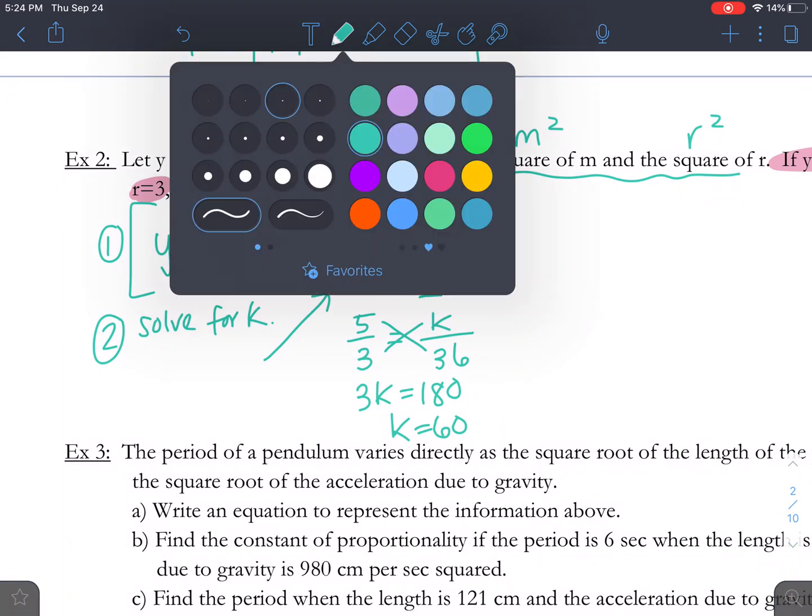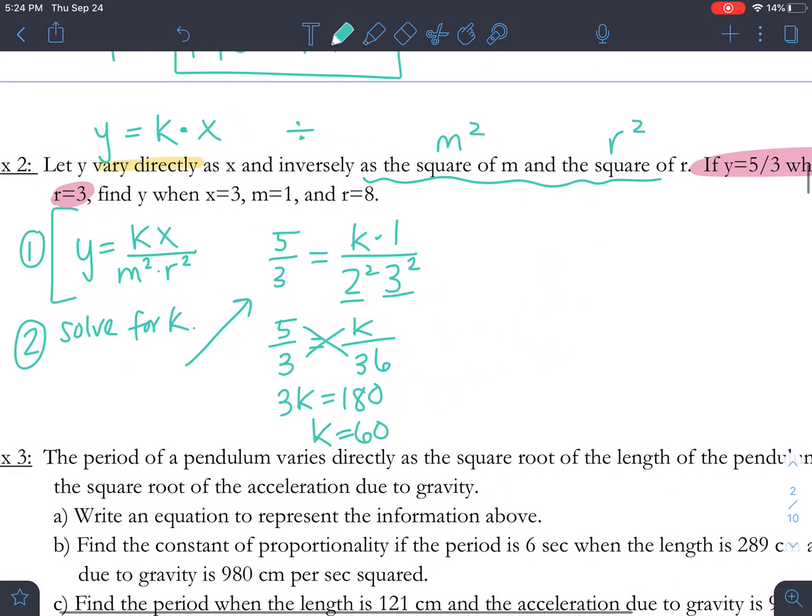So the next step, we're going to rewrite our equation. So we could say step 3 is now the equation is y equals 60x over m squared r squared. Okay, so at this point, again, you want to make sure k is solved for and you plug it in. So I got k is 60.